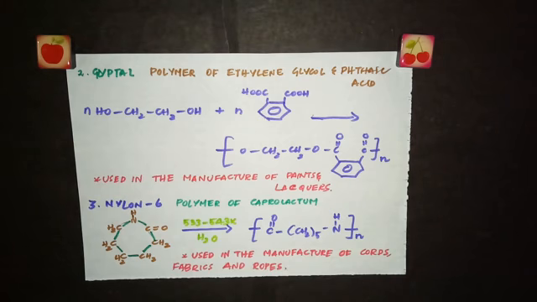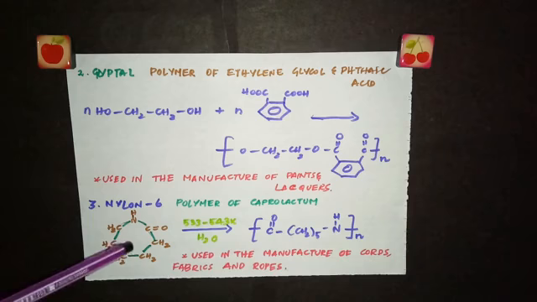The next polymer is nylon 6. Nylon 6 is a polymer of caprolactam. I didn't show you the caprolactam structure when I introduced you to the monomers of these condensation polymers. So now you see the caprolactam structure.